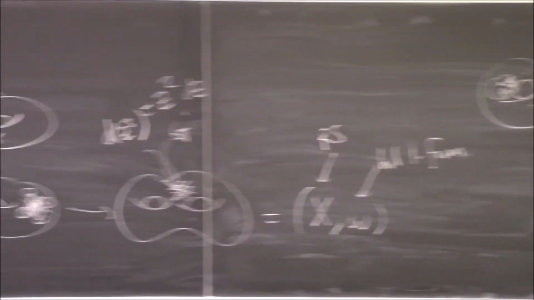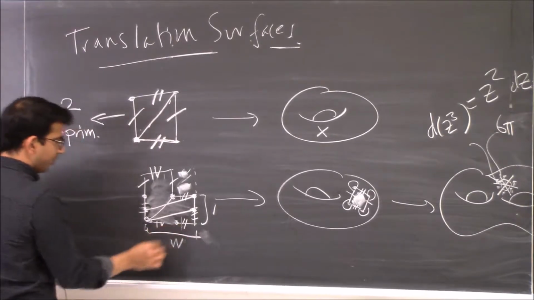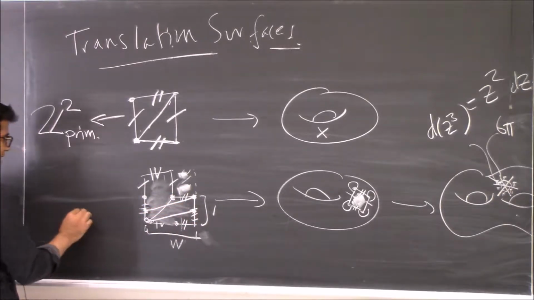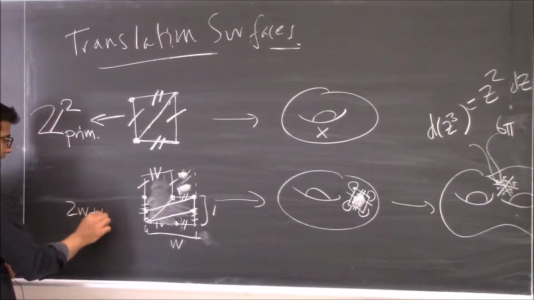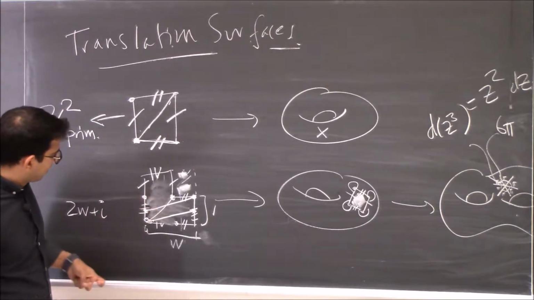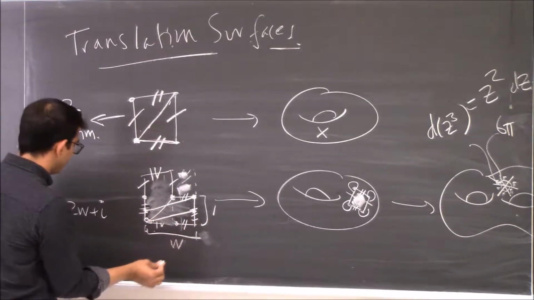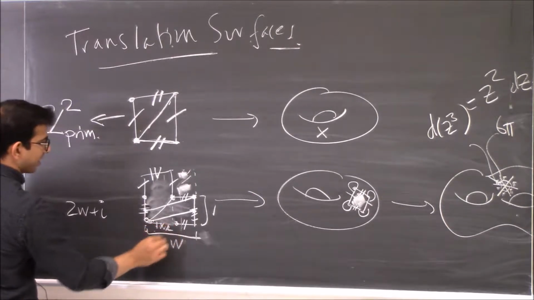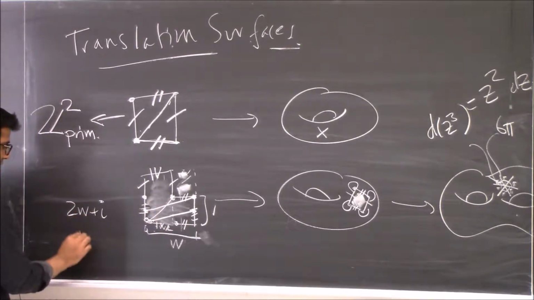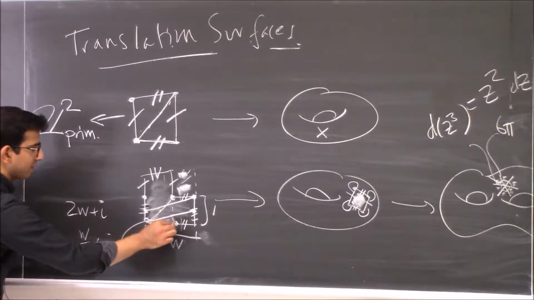So whatever, for instance, if this was, let's say, height 1 and this is length, let's say, some w, then the holonomy of this guy, well, you've gone up 1 and you've gone across w. So it would be 2w plus i would be the holonomy of this guy. Or if this is, I don't know, maybe w over 2, let's pretend it's a very symmetric L, this guy would be w over 2, and the height would be 1, so that would be w over 2 plus i would be the holonomy of this guy over here, and then this thing is that.